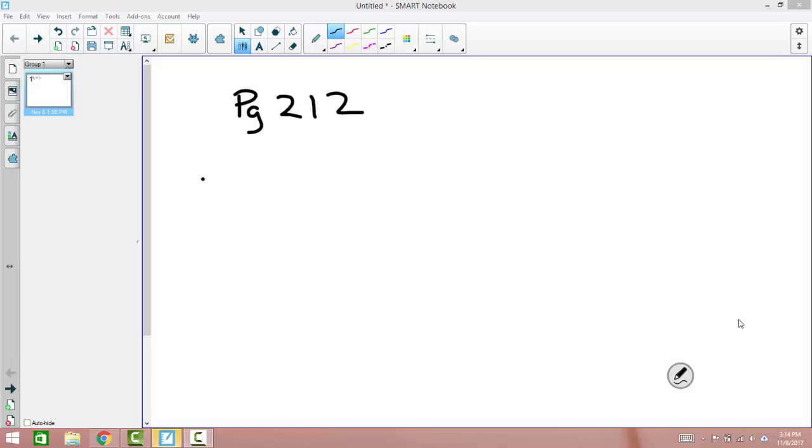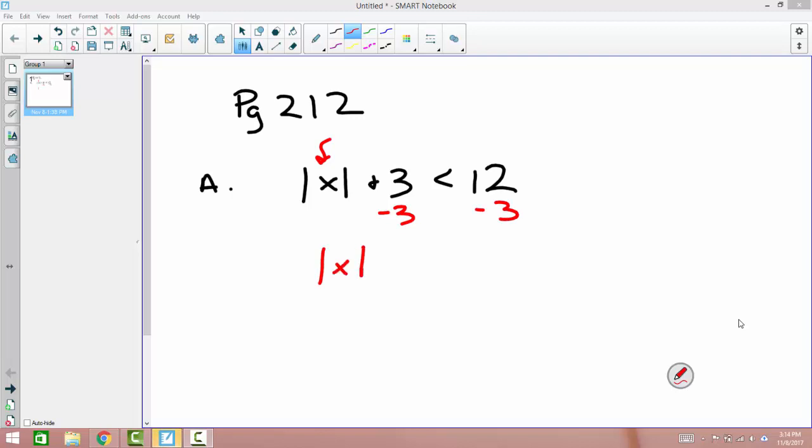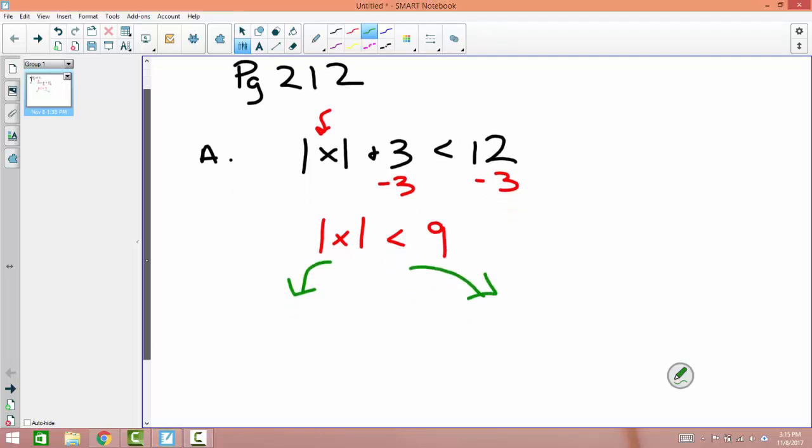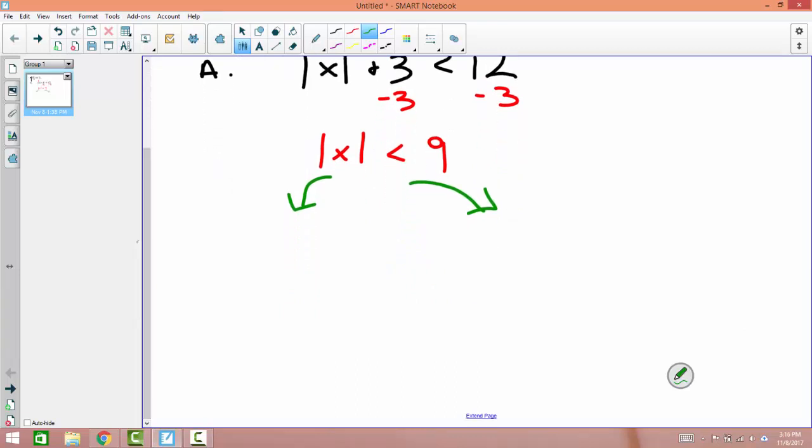So if you look at example 1, letter A, the problem is the absolute value of x plus 3 is less than 12. You would need to isolate the absolute value of x by first subtracting 3. So now you have the absolute value of x is less than 9. An absolute value makes everything positive, and you can keep the absolute value at first if it helps you, and then change it in a minute. So either x is less than 9 and x is greater than negative 9. It's greater than because when you make something negative, you flip the inequality.